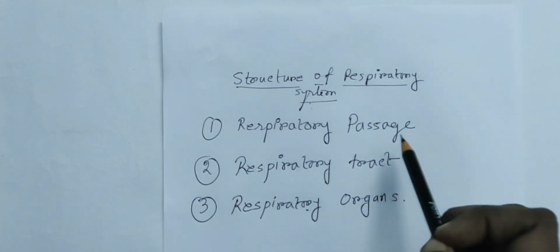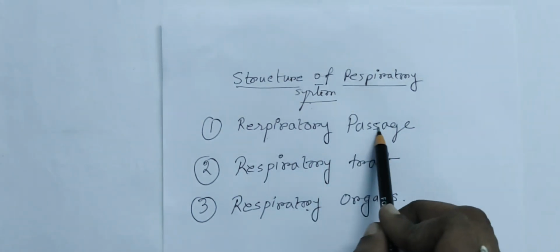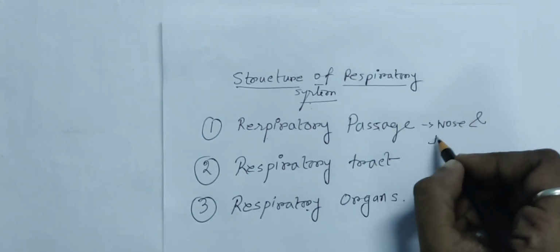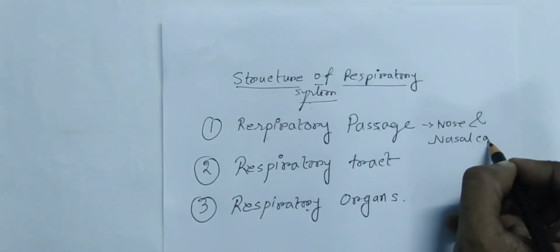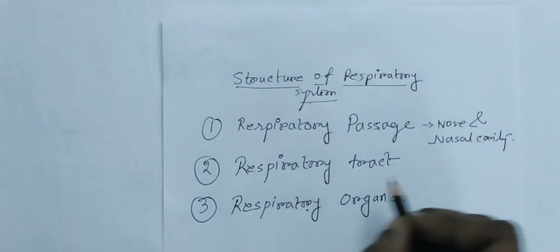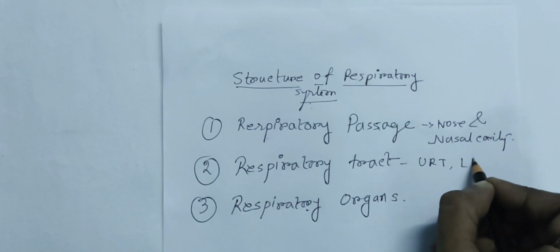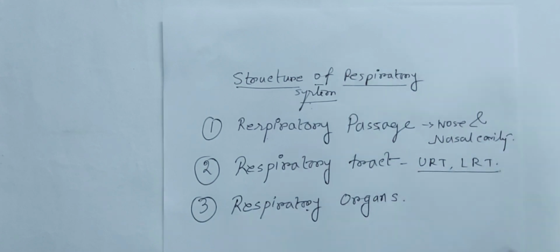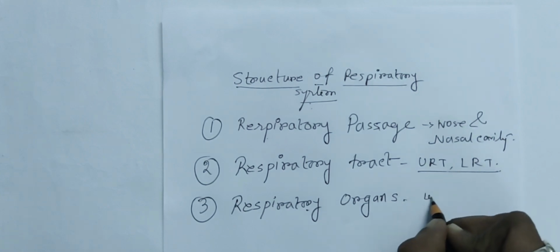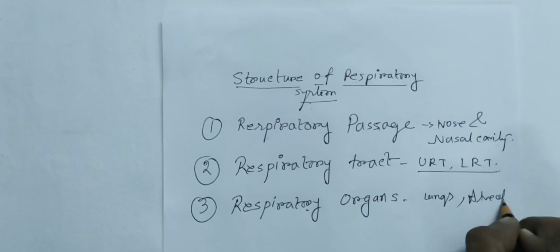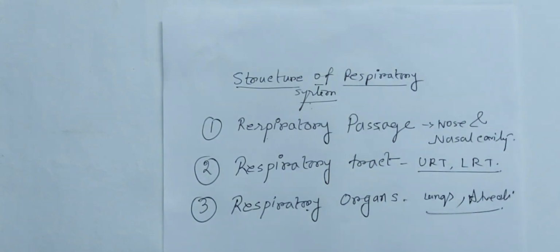There are different components under these parts. The respiratory passage includes the nose and nasal cavity. The respiratory tract has two parts, the upper respiratory tract and the lower respiratory tract. I will come to that in detail in my next slide. And the respiratory organs are the lungs and alveoli. Okay, so let's go into detail.